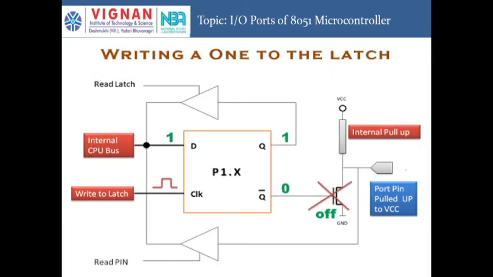Now we'll see writing a 1 to the latch. When you write a 1 to D through the internal CPU bus, and when you supply a clock pulse, then Q becomes 1 and Q bar becomes 0. When Q bar is 0, the internal MOSFET will be turned off, so VCC will not find the path. This will be an open circuit. Then VCC will pull up the port, so this port pin is pulled up to VCC.